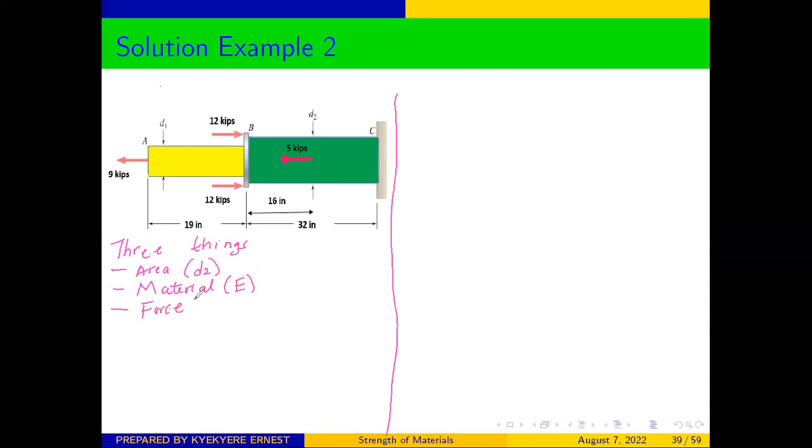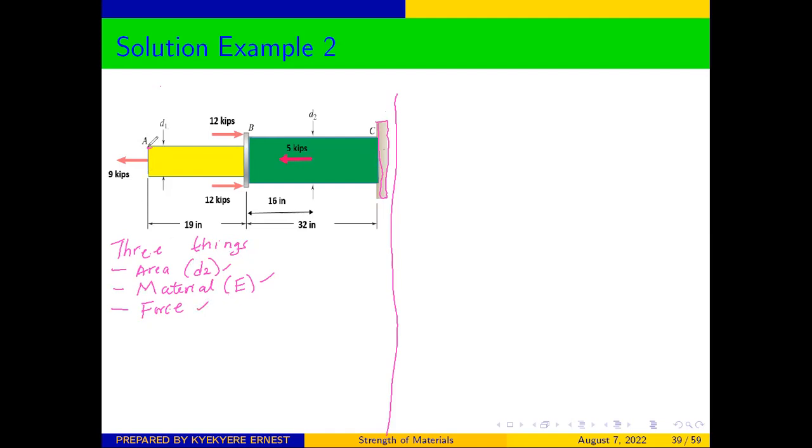Looking at what you have been given, this portion here is supported, so we cannot start our analysis from here. This is fixed. This is the free end. Therefore, always remember to start your analysis from the free end. Now we start from point A. As we move along, anytime there's a change in diameter, we need to divide that section. Anytime we encounter a new material, we also need to divide that section. And anytime we encounter a new force, we need to divide the section.